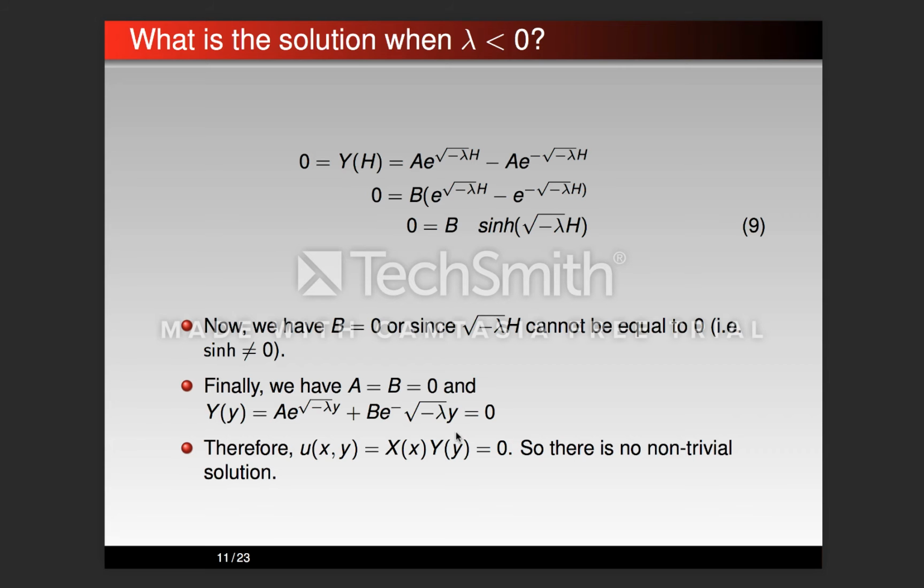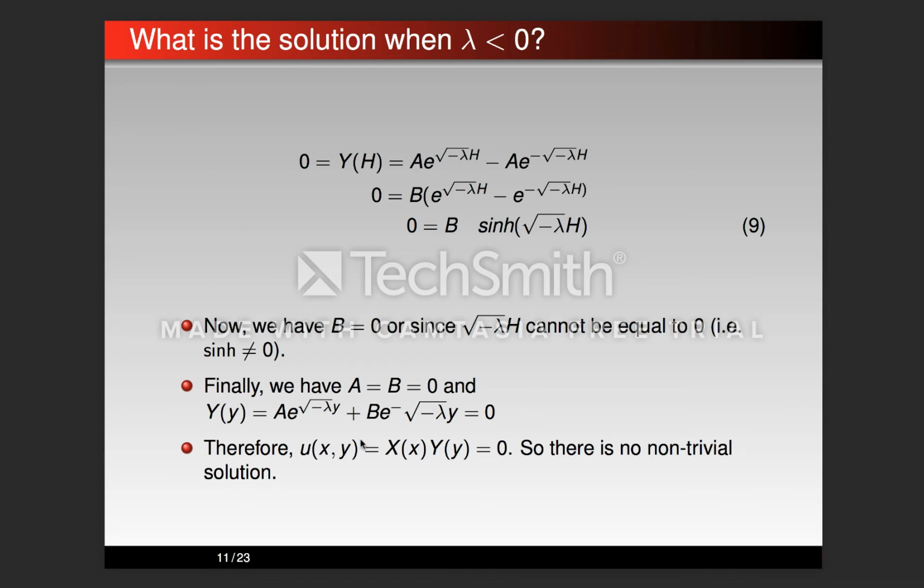And we apply the second boundary condition where we have y of h equals 0, then we get 0 equals b sinh of root minus lambda h. This shows that we can either have b equals 0 or the function sinh of root minus lambda h equals 0. Since the sinh function cannot be 0, b should be equal to 0. If b is equal to 0, then a is also equal to 0. So therefore, the solution to y of y is equal to 0.